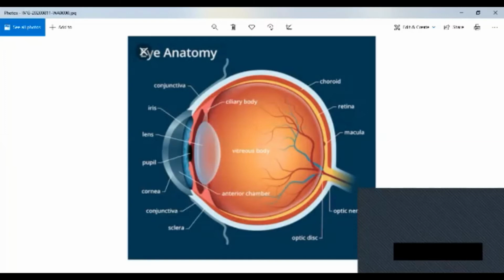Then there is the macula. It is also known as the yellow spot. In the retina there are two portions, the yellow spot and the blind spot. You can see one portion as the optic disc; the blind spot is present there, and the macula is the yellow spot. The yellow spot is the area of maximum vision. If a question comes, why is the yellow spot known as the area of maximum vision? Because the photoreceptors are more in number.